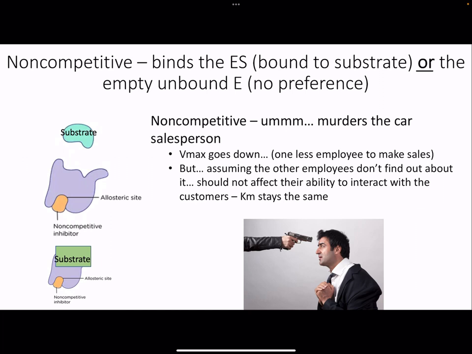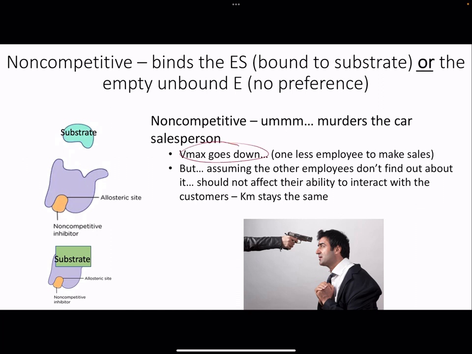Non-competitive, so for lack of imagination, this is like you just have a murderer, right? Okay, the rival car dealership just sends over an assassin to murder your employees. It doesn't matter if the employee is interacting with the customer or not interacting with the customer, right? Whether in the unbound E or bound enzyme substrate ES complex, they're just going to murder people. And you know what? If you're murdering my employees, that is less employees, my Vmax is going to go down.